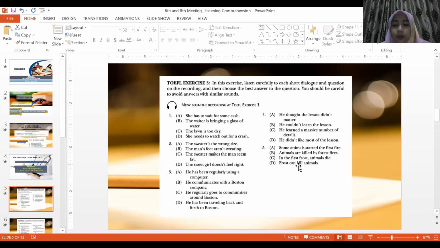Oke, nah yang lain salah, ini bunyinya yang agak mirip, ini frost, kemudian ini juga frost gitu ya. Oke, so number 5 is B. Animals are killed by forest fires.